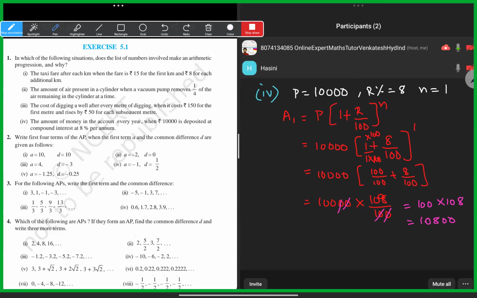Now you can see 10,000 is the money that the person invested and kept in the bank. It became 10,800 after 1 year. Now we'll check the amount after the second year.